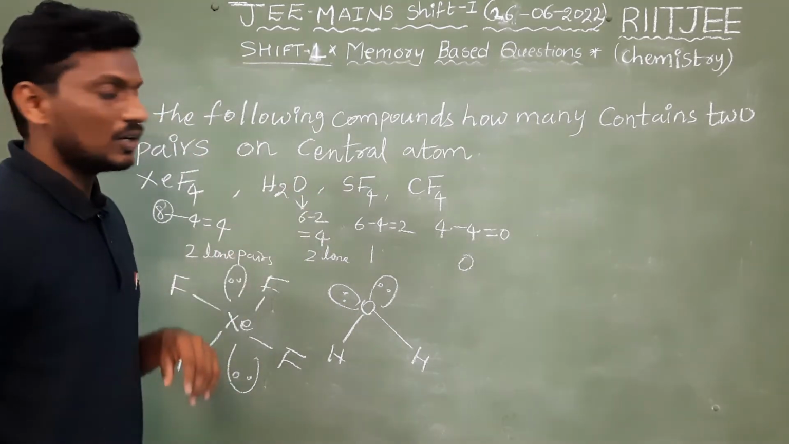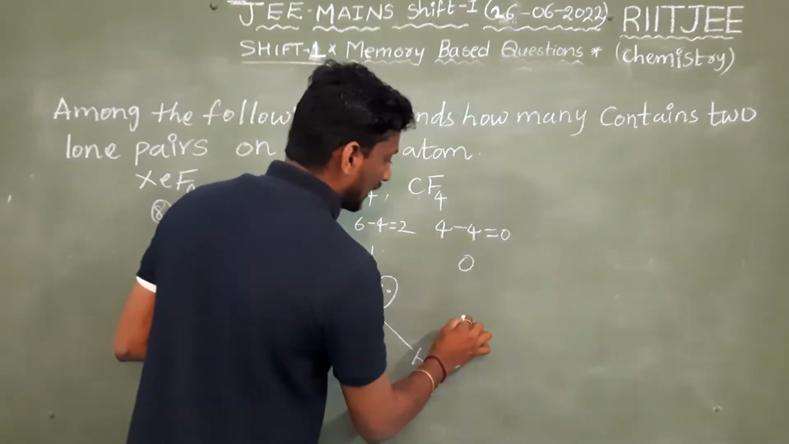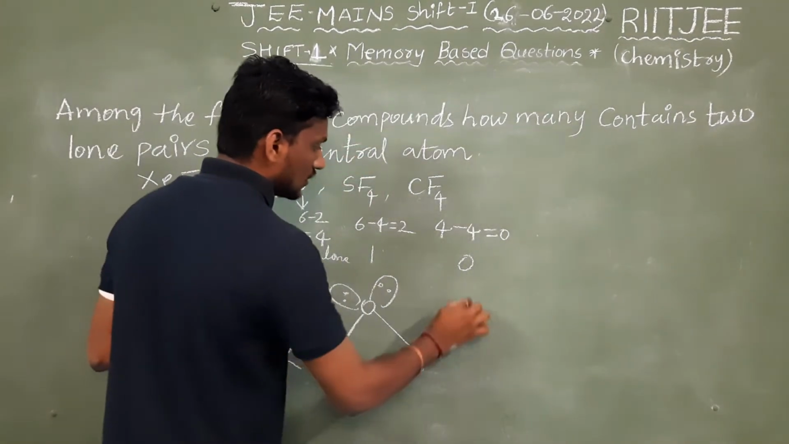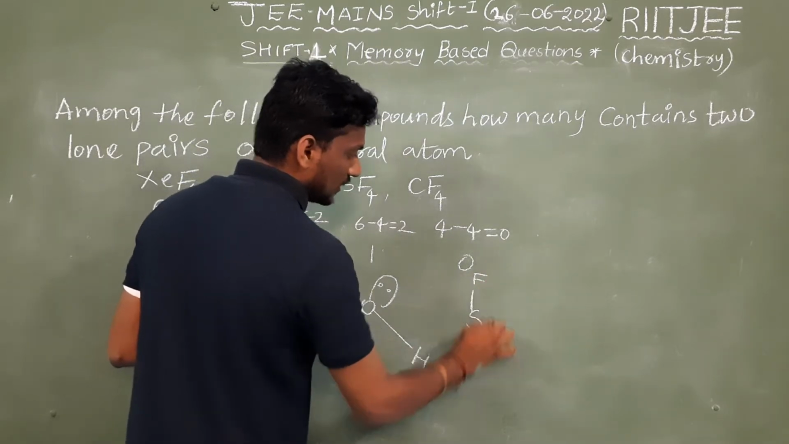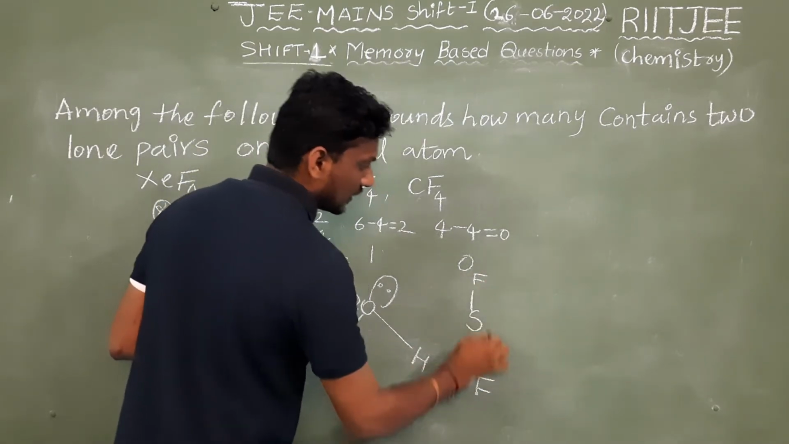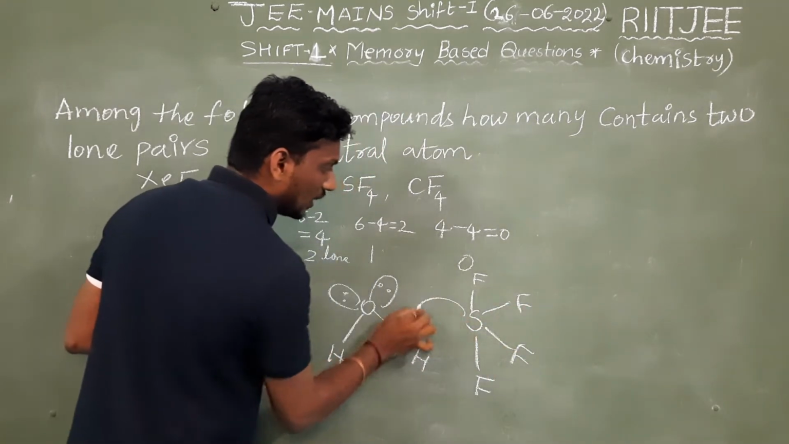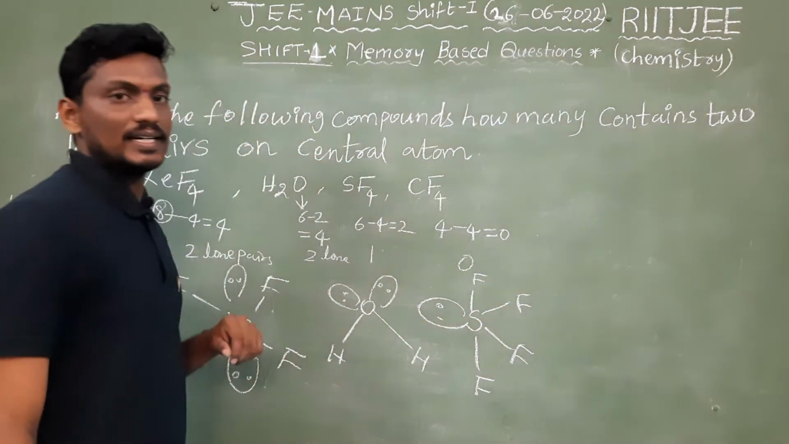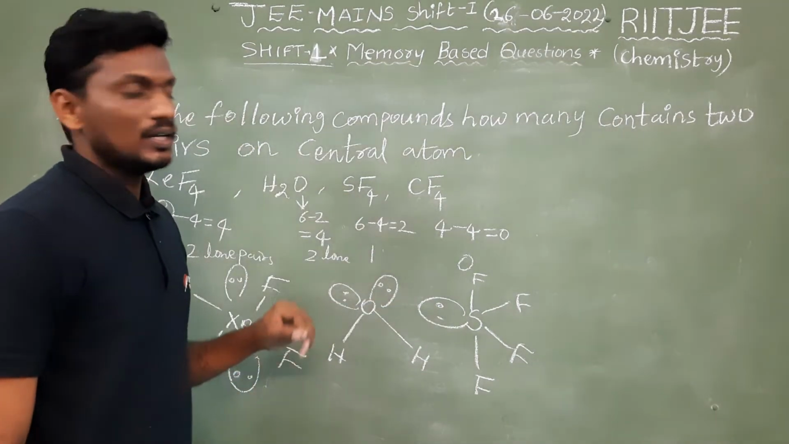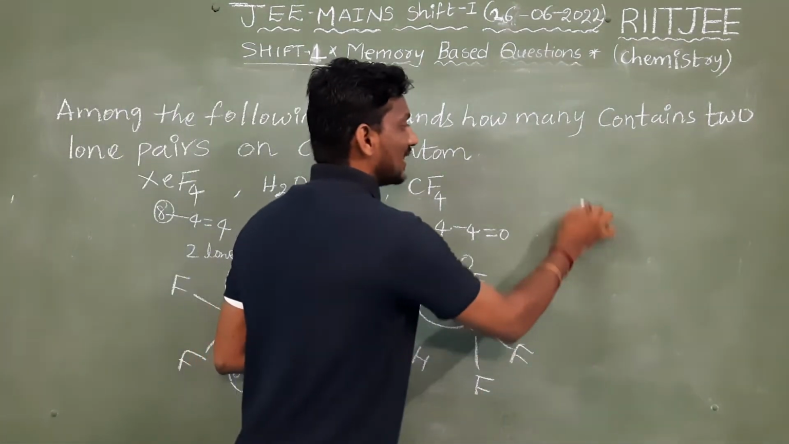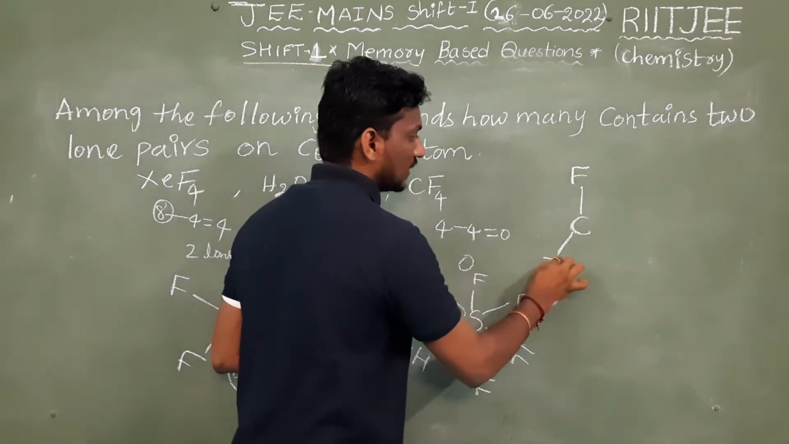Now SF4. The SF4 structure will be like this. Here 1 fluorine is present, here also 1 fluorine, here also 1 fluorine, and here also 1 fluorine. Here there is only 1 lone pair present in the case of SF4. And in the case of CF4, it is tetrahedral. Tetrahedral means like this one.